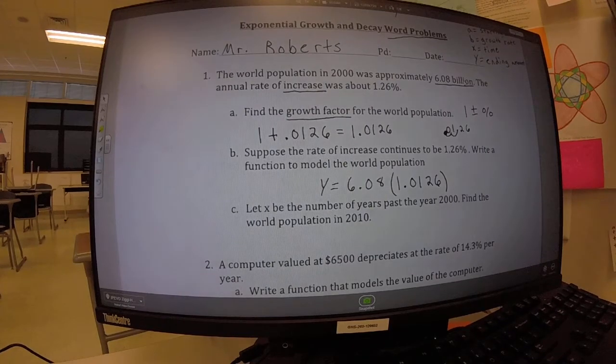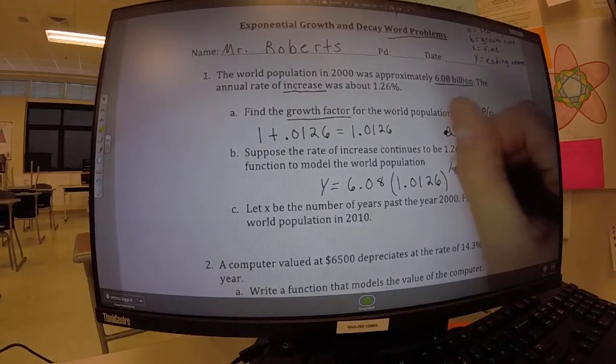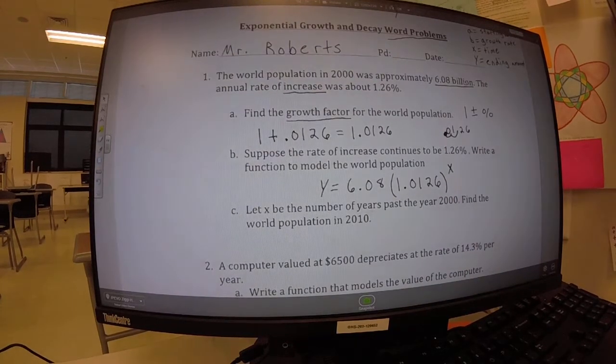And since we don't have anything to do with time yet, we don't know what the variable x stands for, therefore we're just going to leave that as a variable. So we actually still have two variables in this problem. All right?